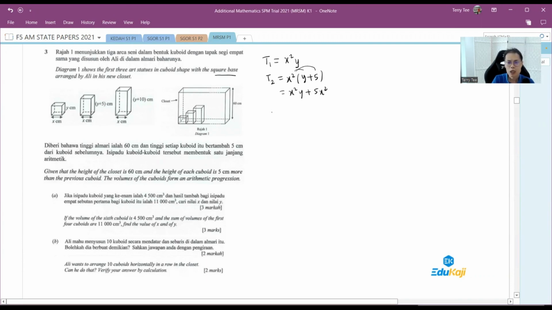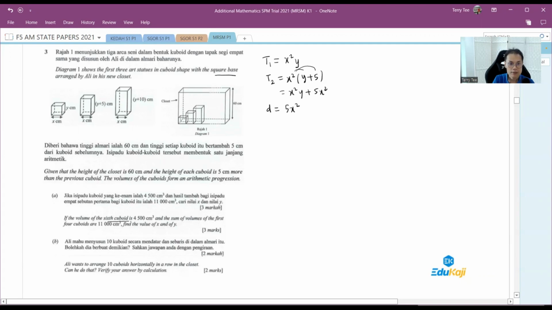With that, I can find out my common difference. Basically, my common difference is T2 minus T1. You can mentally cross out x squared y and x squared y. You're left with 5x squared. Okay, I've got all the information that I need. I know my A, I know my D. So I need to form two equations. My first equation is this.